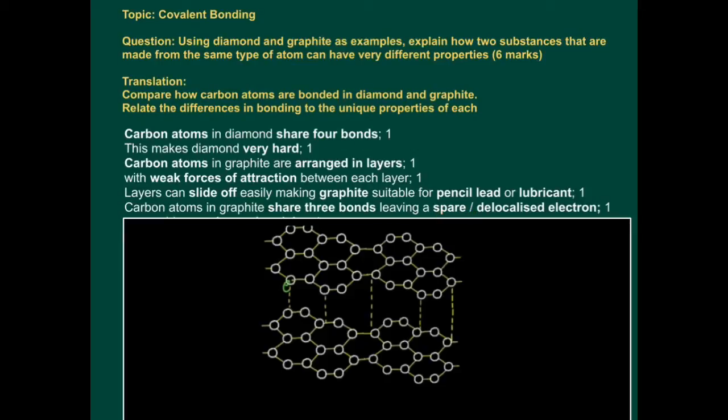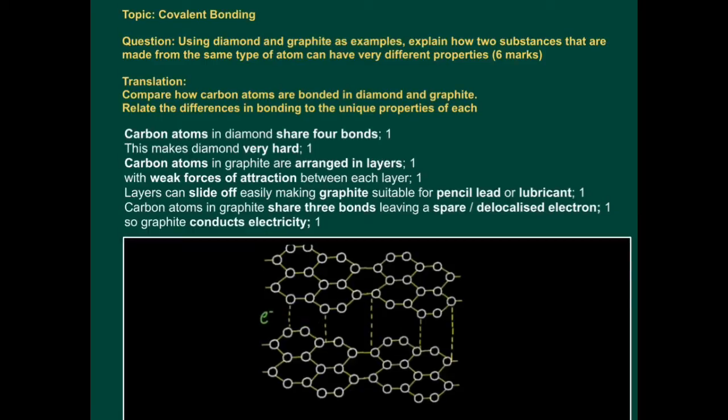a spare electron, or delocalized electron, an electron which isn't bound to the nucleus of an atom. It's free to move within the structure. You can see that here, this electron's moving around, whizzing around. And the property this gives graphite is that it can conduct electricity.